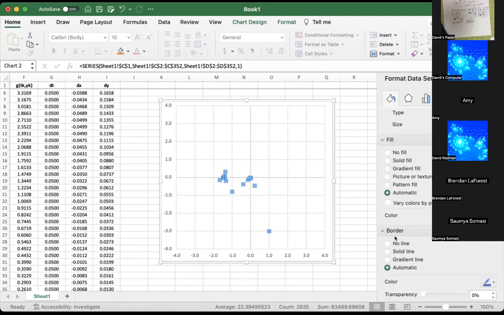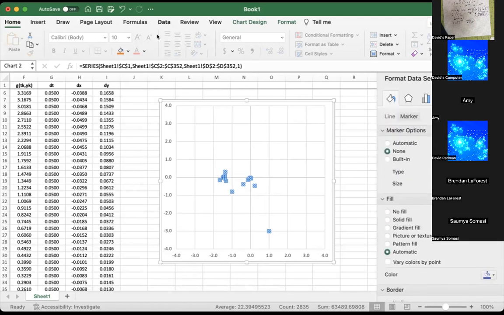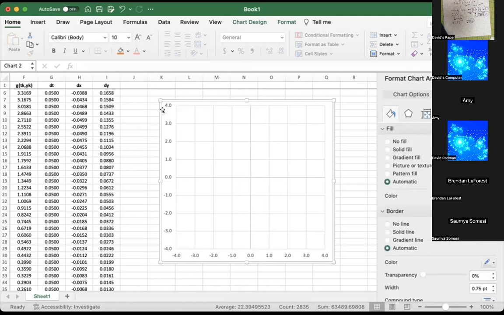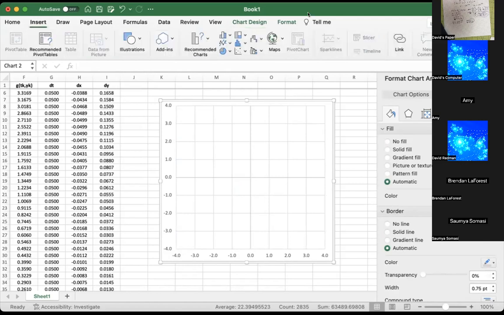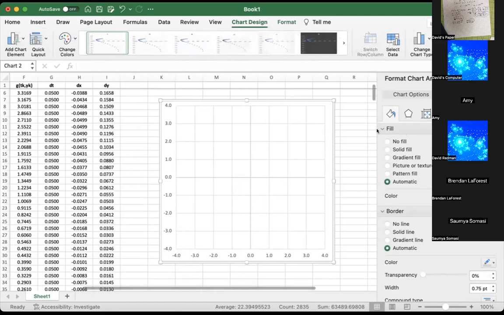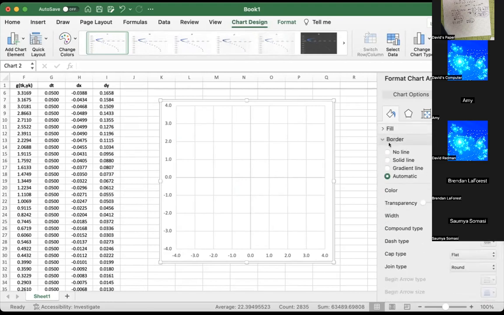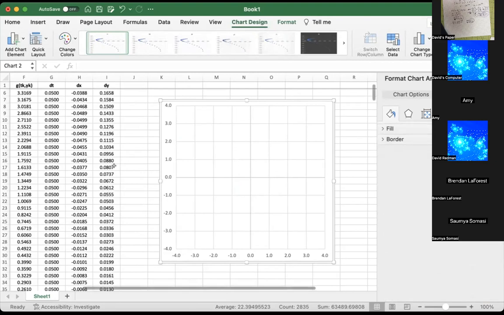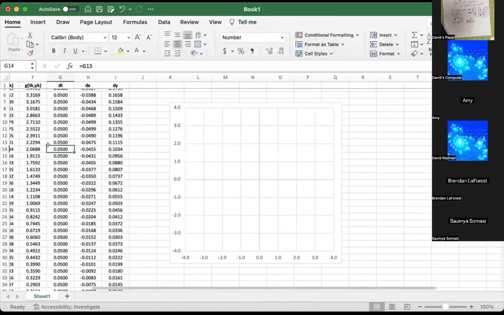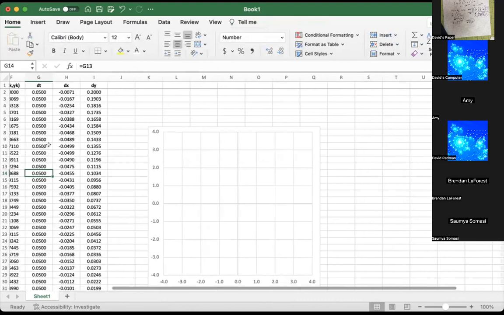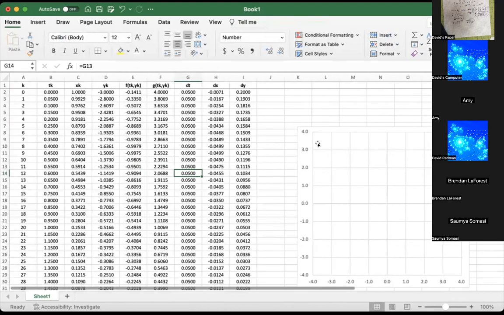So, I don't see what I'm doing there. Data, chart, design. I'm worrying too much about how this looks. Let me go back and put in the marker. Where did I put my markers? I hope I didn't erase them. I should not have erased them.